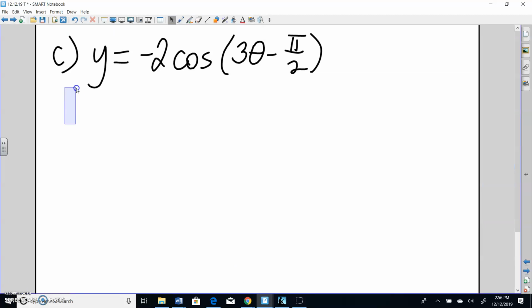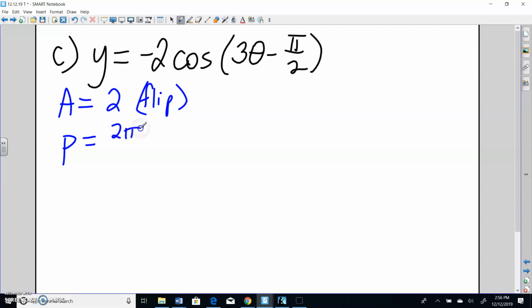Okay, amplitude is going to be what, Jacob? 2 flipped. Period. How are we going to find the period, Destiny? What are we going to do? What divided by what? 2 pi divided by 3. Do we need to simplify that any? Nope. We're good to go on that.